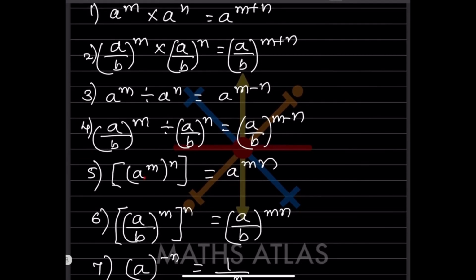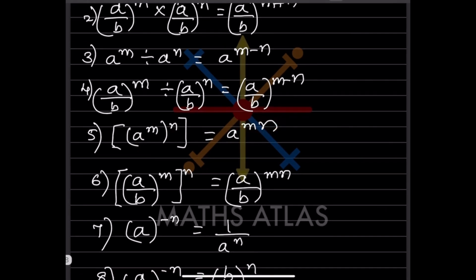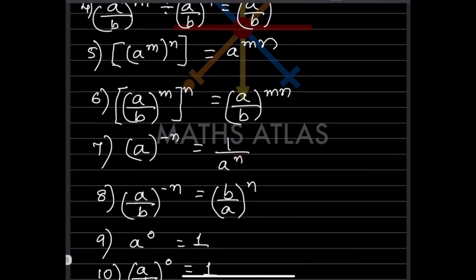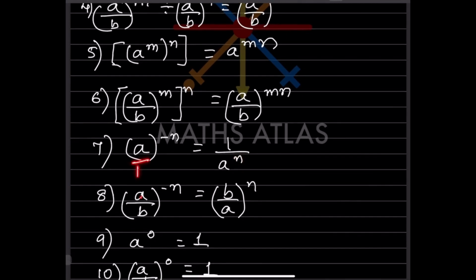Now here wherever it is a raised to m and the bracket is given and then there is n, it means you have to multiply this into this. So that is going to be a raised to mn. And same here, if it is divided by b, that also will be a by b raised to mn. Now here if it is a negative exponent, we can see a raised to minus n is 1 by a raised to n. And if it is a by b, we have to remove the negative, we have to make it positive. So this is going to be the reciprocal, b by a raised to n.